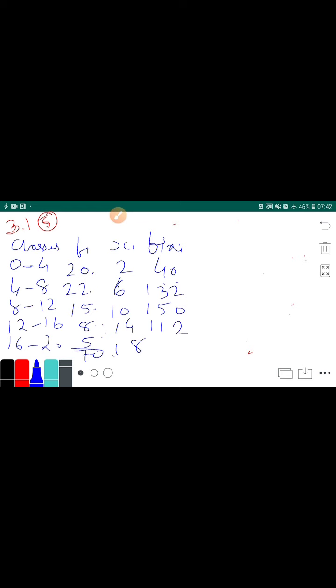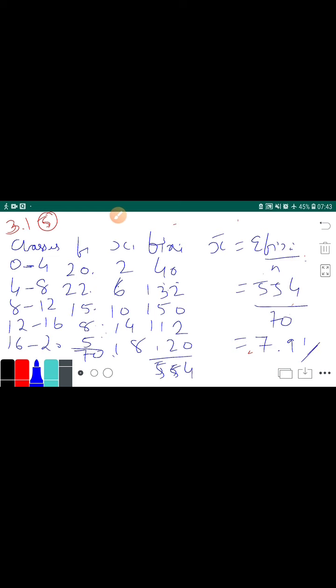Now x bar is sigma fi(xi) upon n. So it is 554 upon 70. Where frequency is given, the total of frequency is always n. So 554 upon 70 is 7.91. So this is your answer.